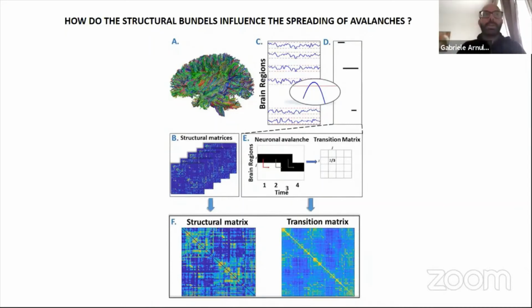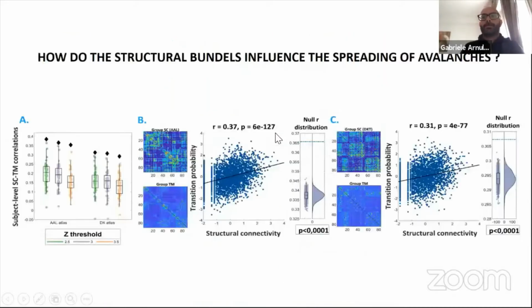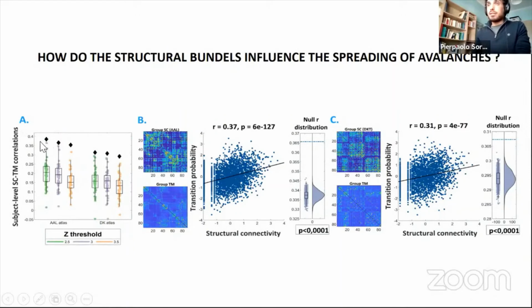I was wondering if you actually quantified what is the correlation between the structural matrix and the transition matrix themselves. Well, these are the slides that I kept. At the group level, say for the AAL, the correlation is around 0.4 and 0.35, depending a bit on the parameter you choose to estimate the avalanches. And this is the individual correlation, for each subject. This is the average over 47 subjects. And this is what they look like.